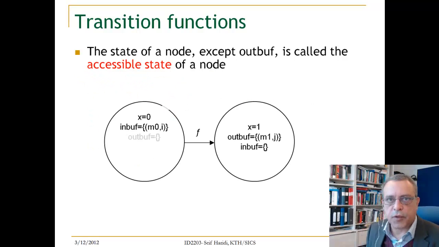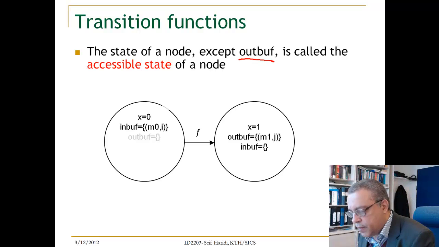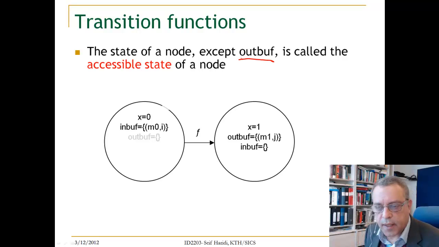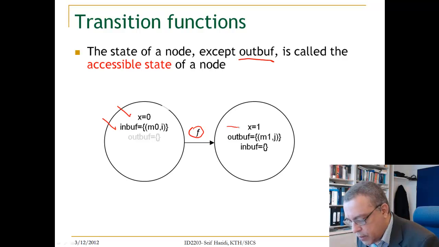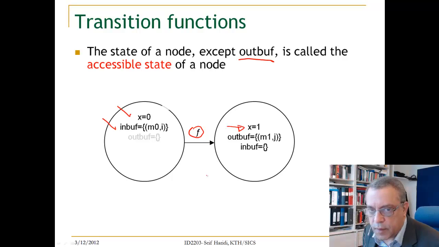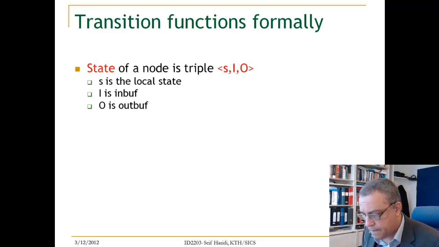So state transition functions. The state of a node, except its output buffer, is called the accessible state, as we just said. Here's an example. A node has a local state, which is the variable x, and an input buffer with an incoming message M0. And a state transition function f will take the message and the local state, transform it to a new local state, and possibly produces some messages in the output buffer.